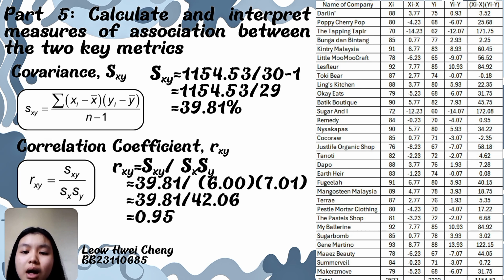In summary, both the covariance and correlation coefficients emphasize the same point. There is a strong positive correlation between customer satisfaction and customer retention. Therefore, improving customer satisfaction is a key strategy to increase customer loyalty and retention.